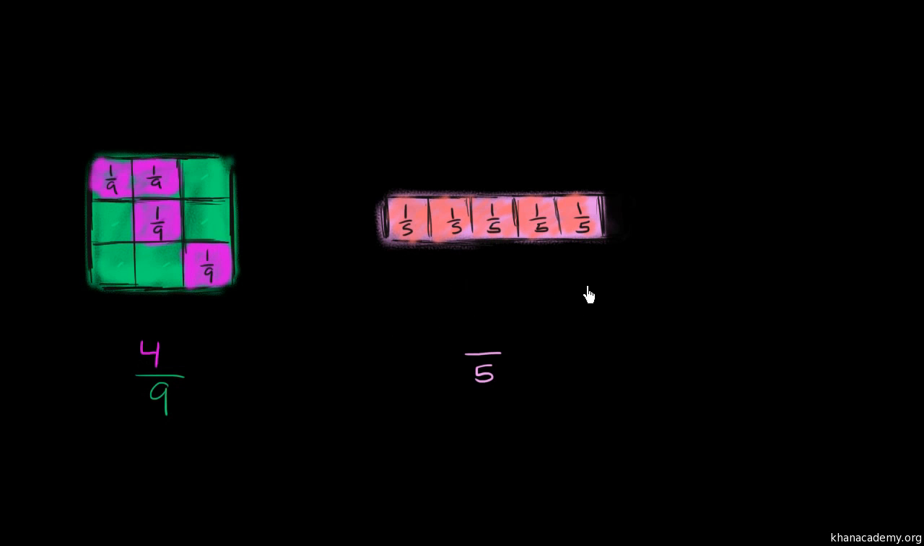But now how much do I have shaded in? Well, I have 5 out of the 5 equal sections shaded in, or I have 5/5 shaded in. And you might be saying, wait, if I have 5 out of the 5 equal sections shaded in, I've got the whole thing shaded in. And you would be absolutely right. 5/5 is equal to the whole.